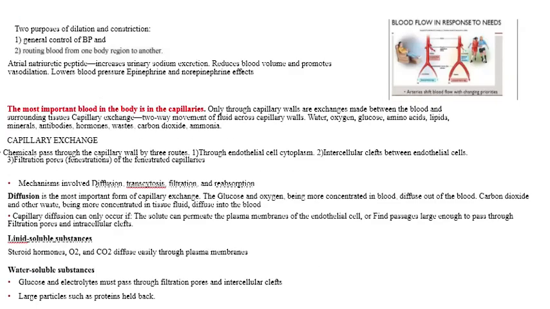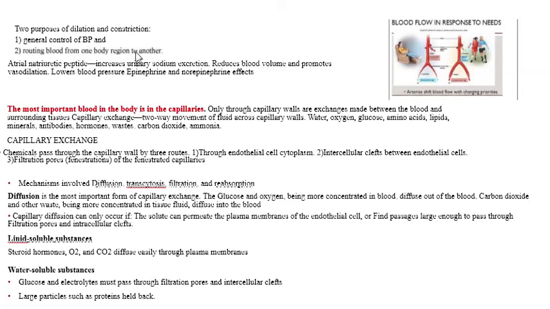For slide number 5, we are still talking about the causes of dilatation and constriction: the general control from the heart, from the brain, and also routing blood from one body region to another. These are two reasons. Atrial natriuretic peptide increases urinary sodium excretion and reduces blood volume, so vasodilatation and lower blood pressure. Epinephrine and norepinephrine also have an effect.